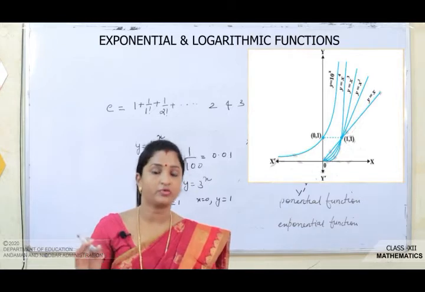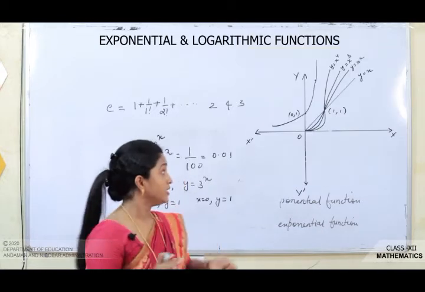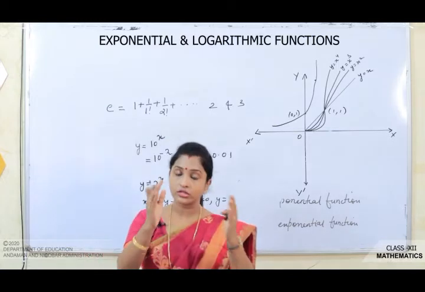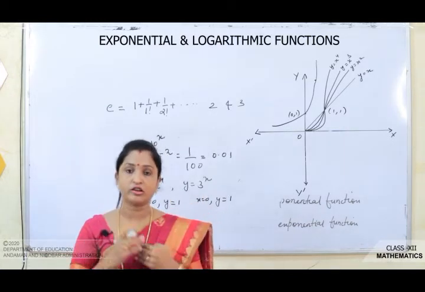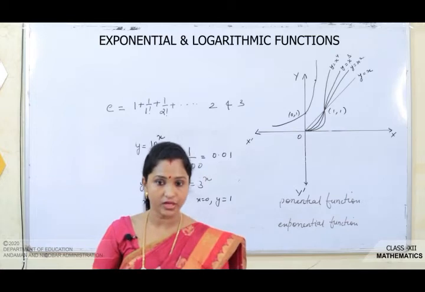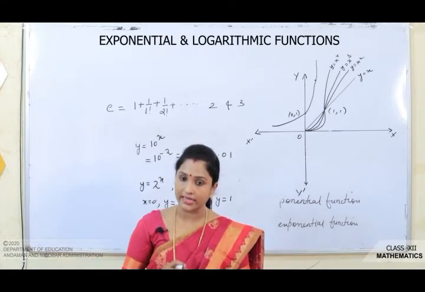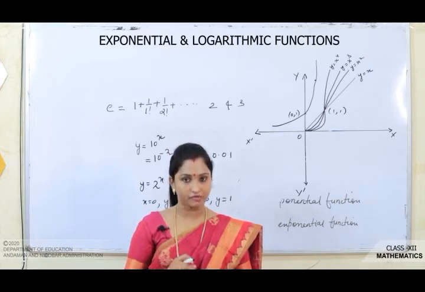तो कोई भी एक्सपोनेंशियल फंक्शन आप लेंगे, आप देखेंगे ये जो पॉइंट है 0, 1, ये उस एक्सपोनेंशियल फंक्शन पे ऑलवेज लाई करेगा, ठीक है. So you can say that the point 0, 1 always lies on the graph of an exponential function.